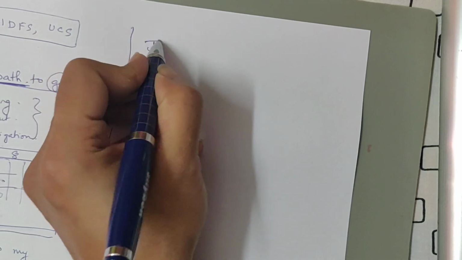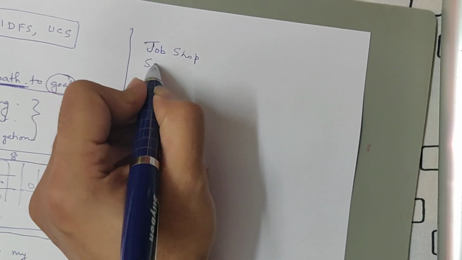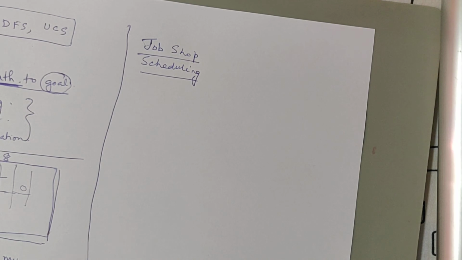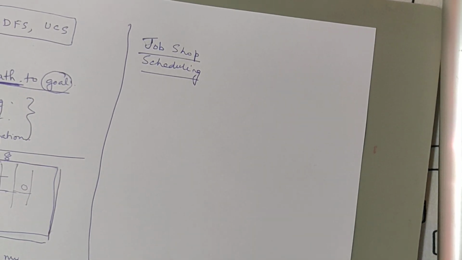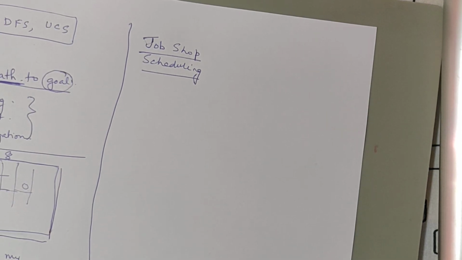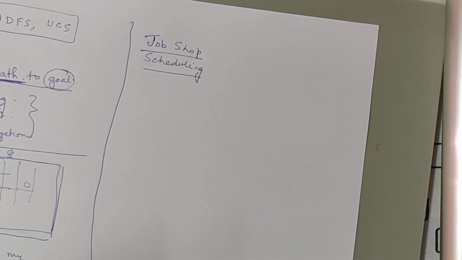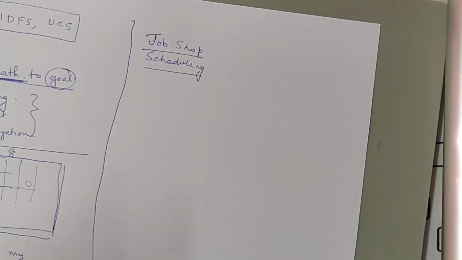For example, job shop scheduling. What is that? In workshops in which there are lathe machines working and milling machines and drill machines, all of you must have done job shops during the first year of your BTech colleges. So in job shops there are many such machines working, and there are many jobs also being done in parallel.